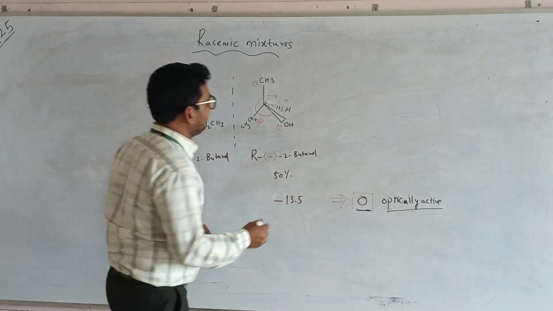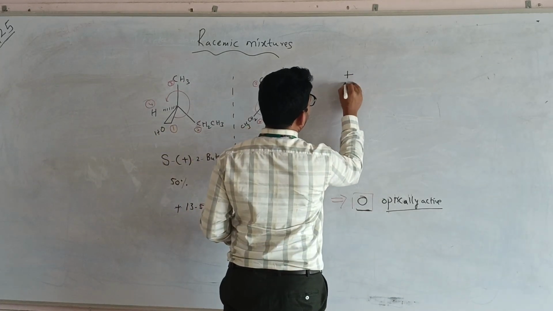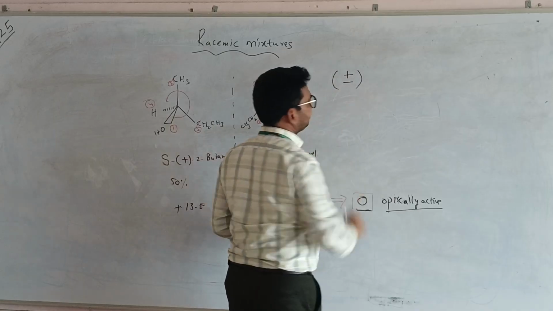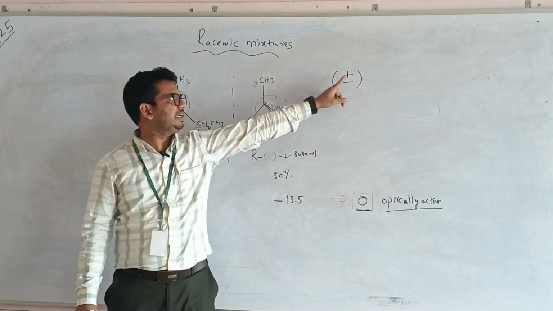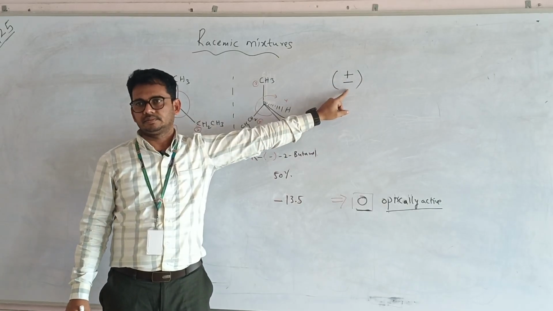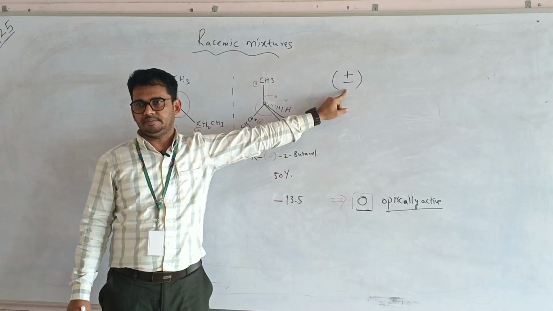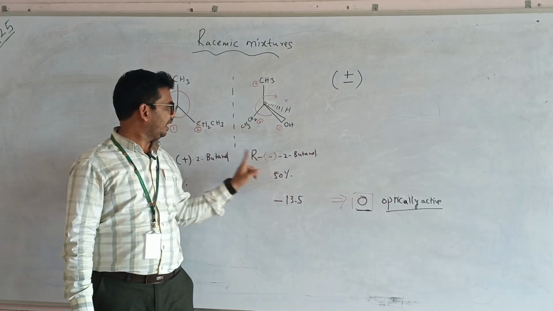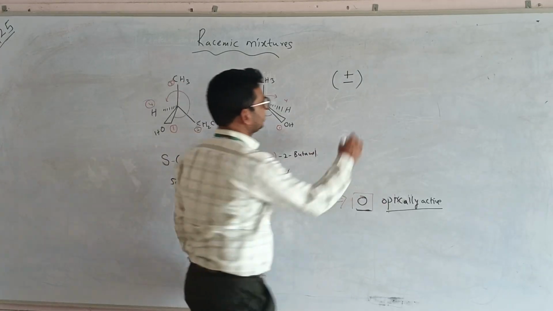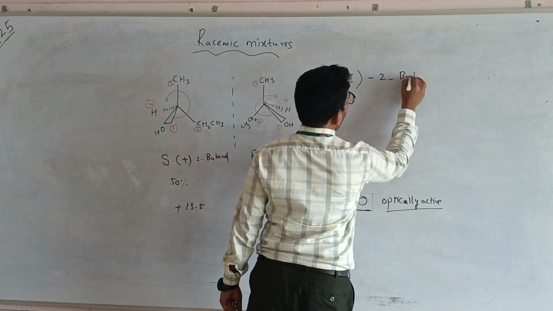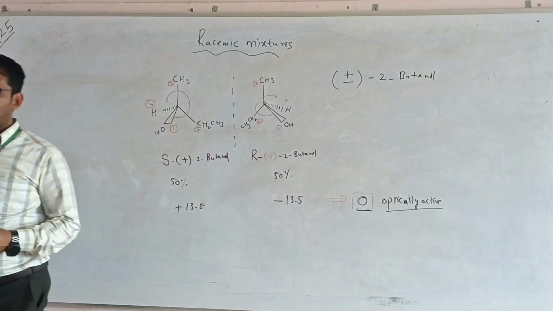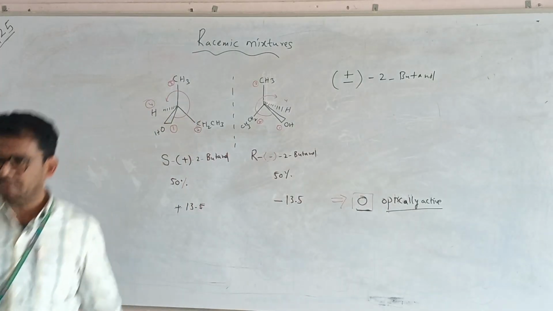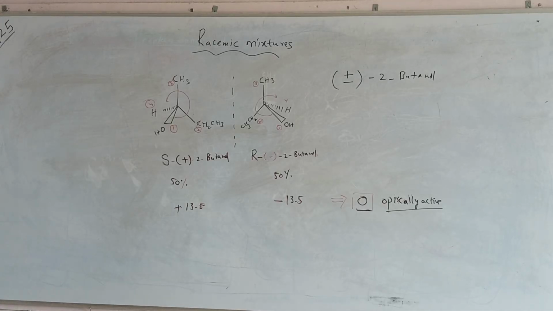Racemic mixtures are represented by plus and minus both. We write it like this: plus minus. It means all together. For example, plus and minus 2-butanol means what? It is the racemic mixture of butanol, meaning two enantiomers present in a single mixture.